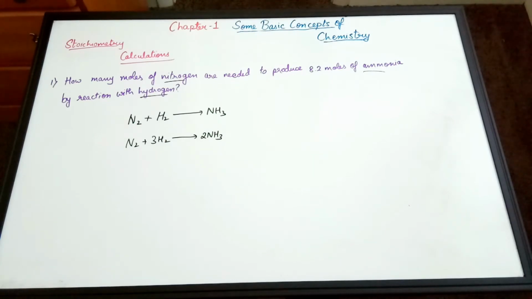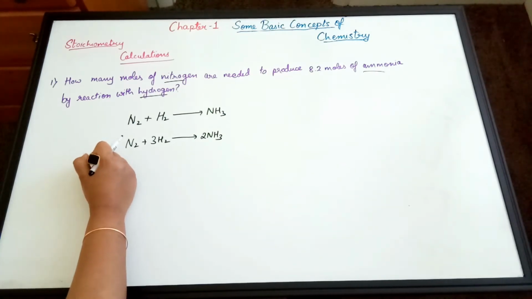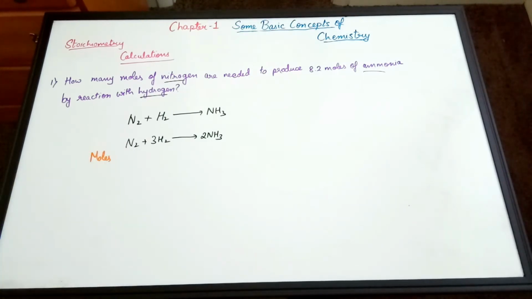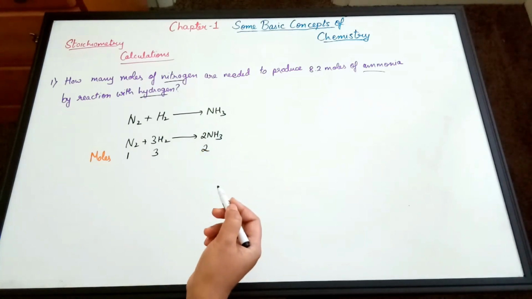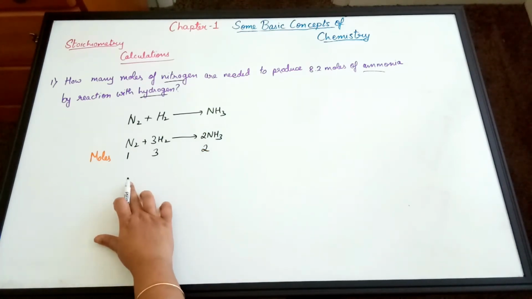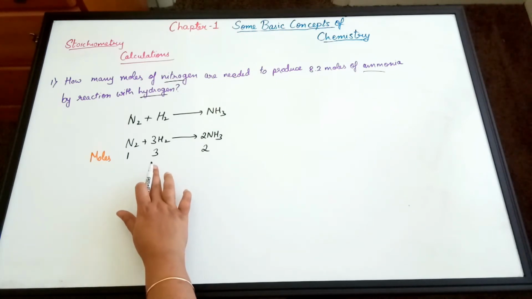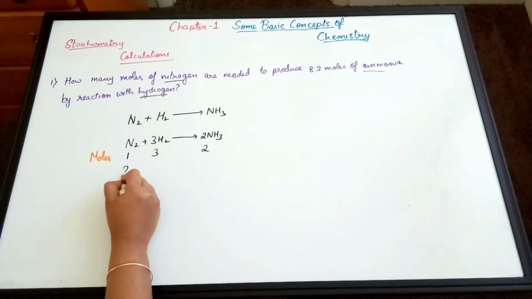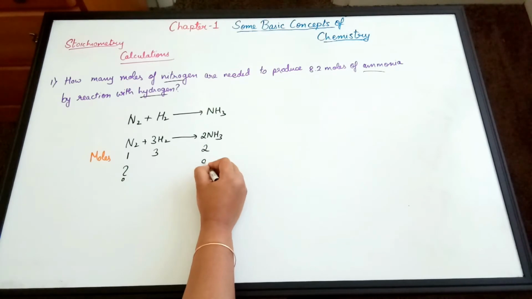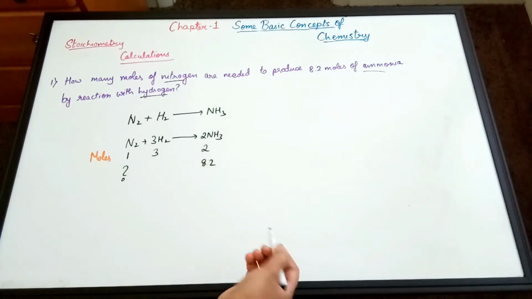Now, from the previous video, you can notice, you remember, or if you've not watched it, do check it out, the basic relationship in the number of moles is: 1 mole of nitrogen reacts with 3 moles of hydrogen to give 2 moles of ammonia. So this means 1 mole of nitrogen reacts with 3 moles of hydrogen to form 2 moles of ammonia. So then how many moles of nitrogen are required to form 8.2 moles of ammonia? That is all the question is.